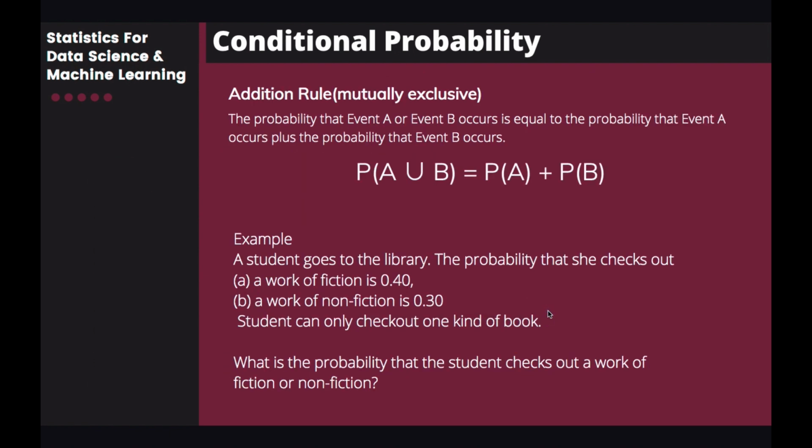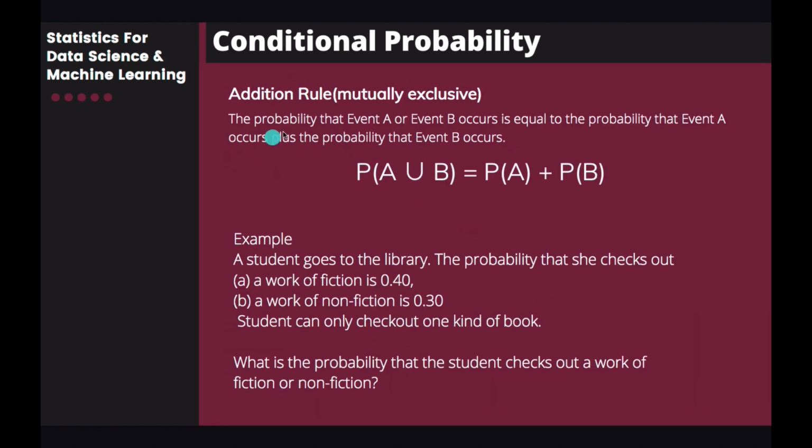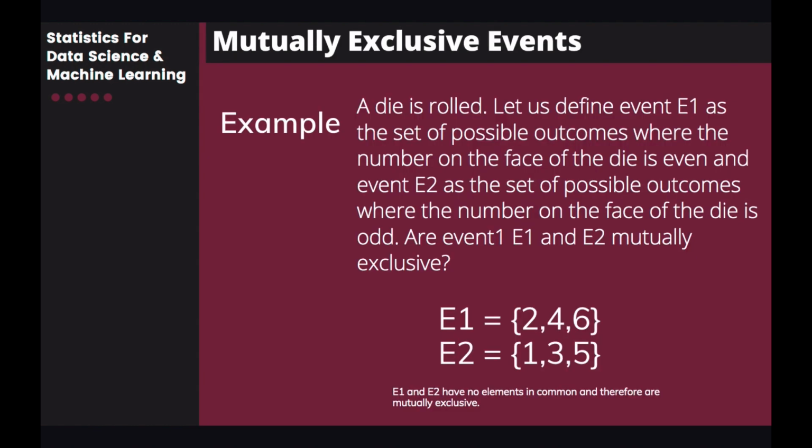Okay, so now let's move on to the addition rule. We're dealing with multiplication rules over here. Now let's move on to the addition rule. We've talked about mutually exclusive events, where the two events, event A and event B, have nothing in common, or they are disjoint. Remember that we've discussed mutually exclusive events.